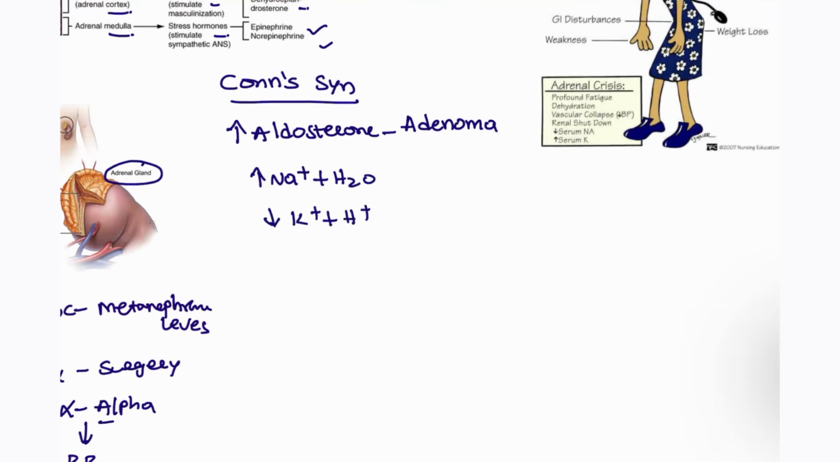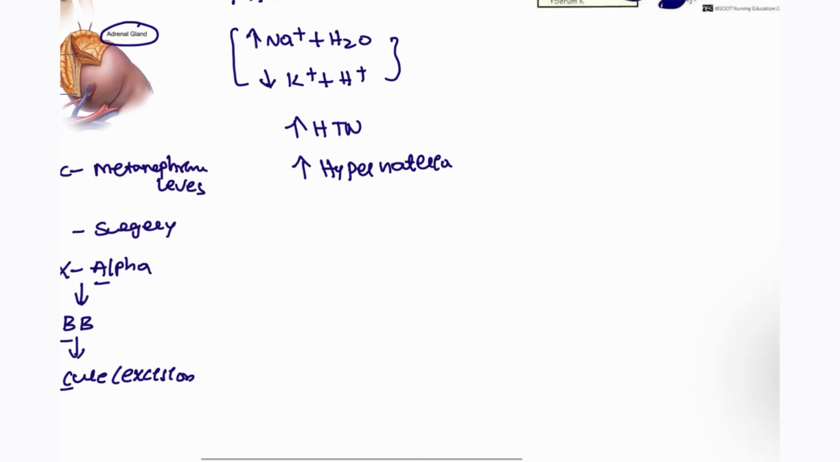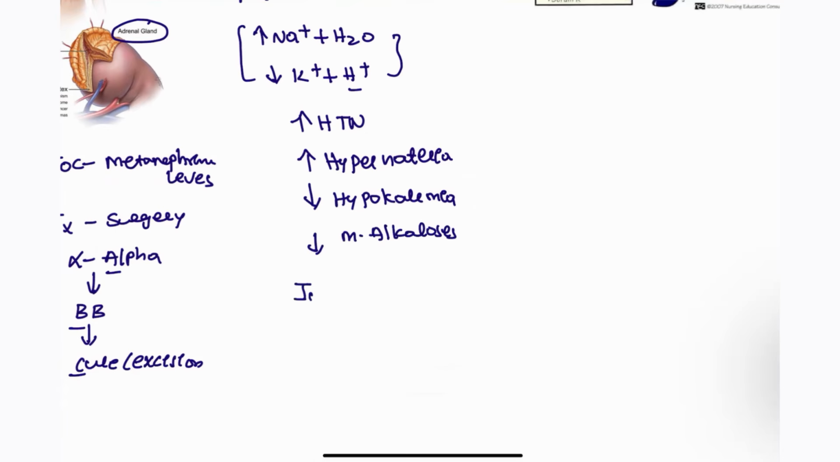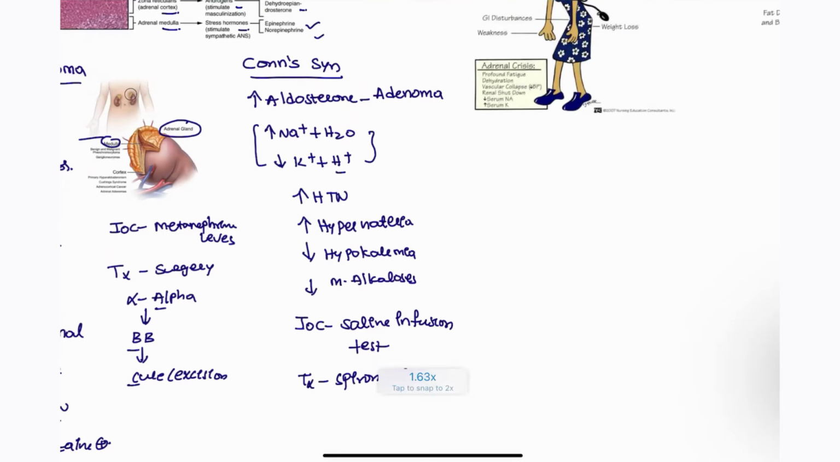So the symptoms basically come from the aldosterone action. The patient will have hypertension, hypernatremia, and also hypokalemia, which will cause arrhythmias in the patient, and H plus ions also decrease, which will cause metabolic alkalosis. Okay, metabolic alkalosis. Investigation of choice is the saline infusion test. Saline infusion test should be done, and treatment is spironolactone. Spironolactone is given for this patient. Okay, this is the Conn's syndrome overview.